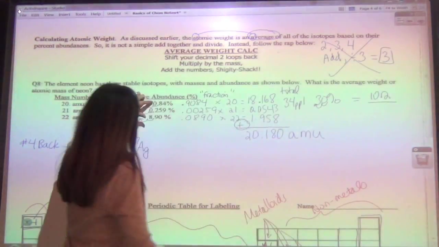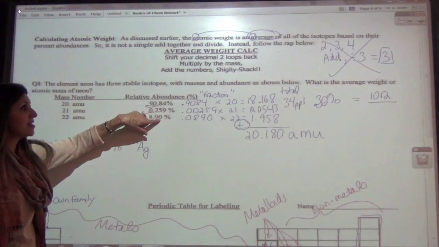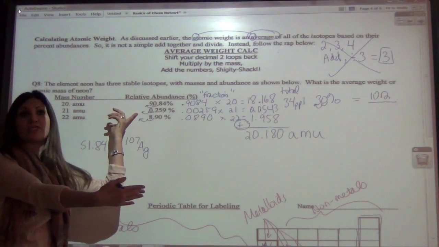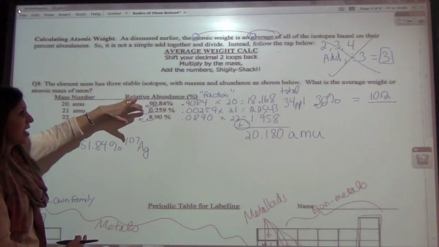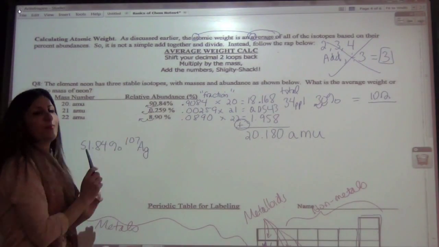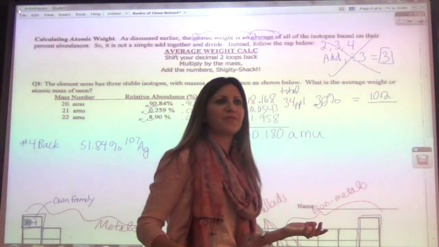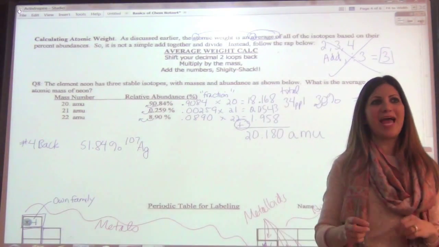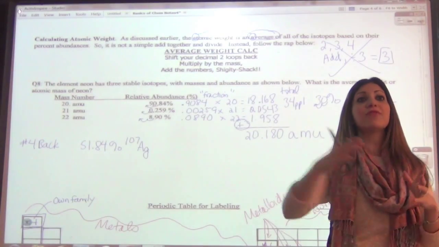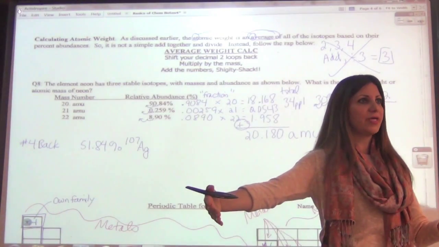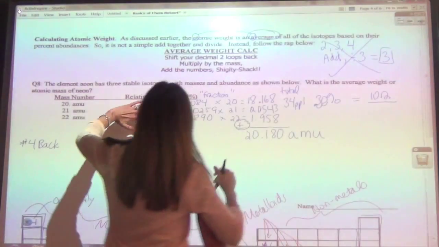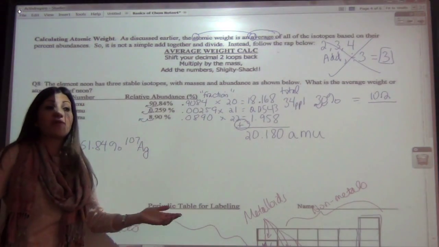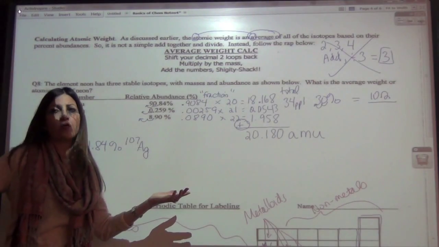So what we do here is we take our percentages, so you find your percent, and sometimes it's not set up as a data table. Sometimes it's just set up as a word problem, as a story problem. So find your percents, shift your decimal 2 loops back. Why are we shifting our decimal 2 loops back? You're dividing by 100. You're turning it into a fraction instead of a percent, so it's out of 1 instead of out of 100, okay? So we do that first for all 3 of them, or 2 of them, or 4 of them, or 7 of them, depending on how many isotopes there are.